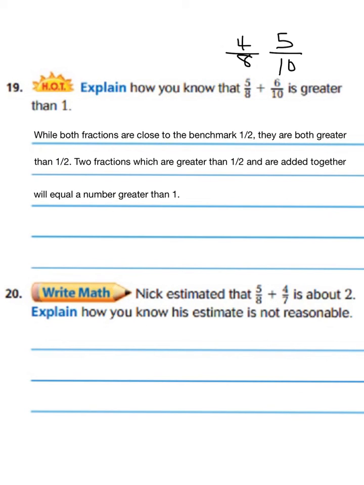Now let's look at our next question, number 20. Nick estimated that 5/8 plus 4/7 is about 2. Explain how you know his estimate is not reasonable. Well, when we look at our two fractions of 5/8 plus 4/7, we would round 5/8 down to 1/2 because we're only 1 away from our half of 4/8. And we would round 4/7 to 1/2 as well because we're closer to the 3.5, which is half of 7, than we are to the whole number of 7/7. So, therefore, 1/2 plus 1/2 equals 1. So 5/8 plus 4/7 is about 1 and not about 2.